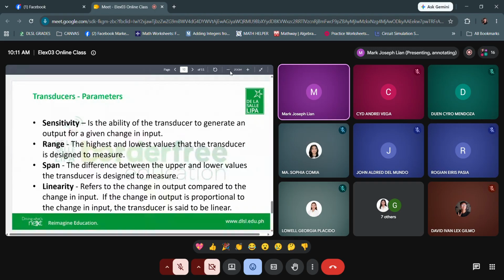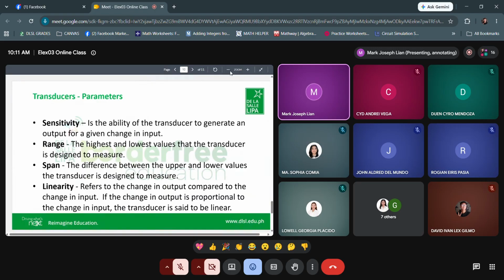That covers the range. Span is the difference between the upper and lower values of the transducer is designed to measure. So, yung span is a smaller limit ng range. Mas maliit usually itong span because this is the design of your system.